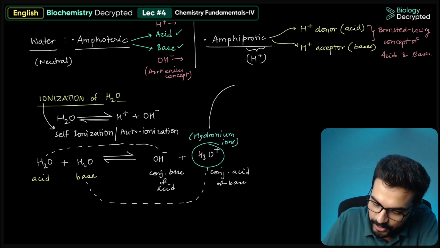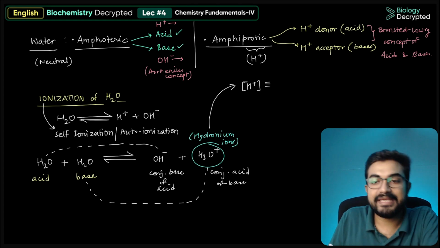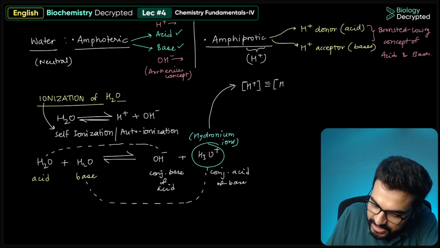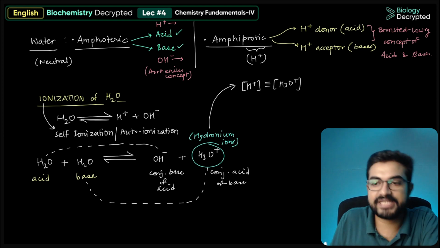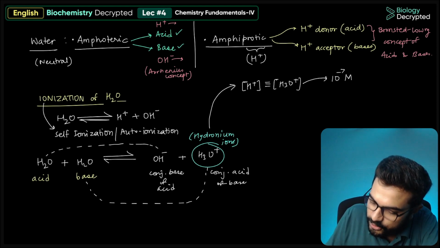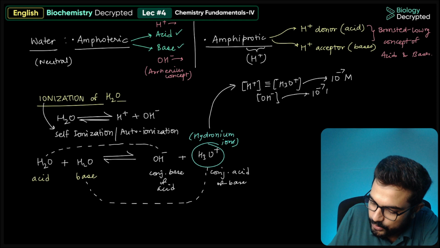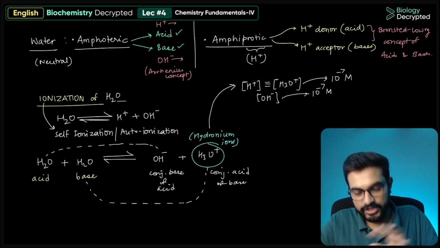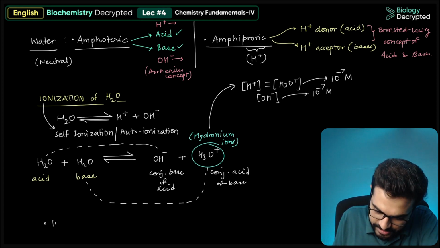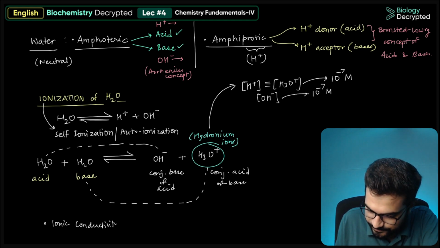Now, talking about hydronium ions, the H plus ion concentration is equivalent to the concentration of H3O plus ions, and this is equal to 10 to the power minus 7 molar. Similarly, the concentration of OH minus ions is also equal to 10 to the power minus 7 molar, and all this can be measured by ionic conductivity measurements.